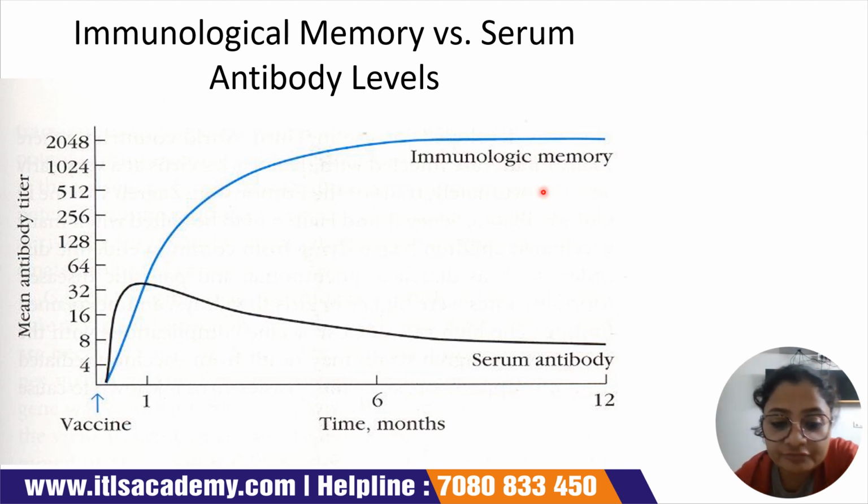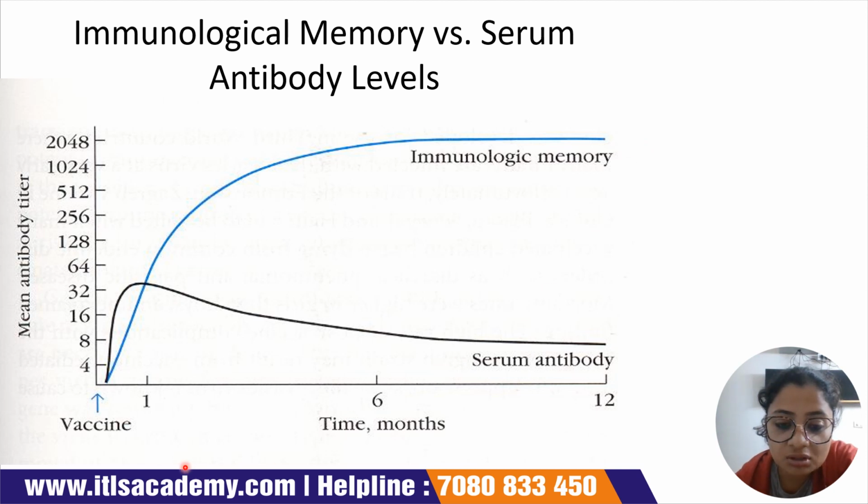So again, I've given a graph. On the x-axis we have the time in months, and on the y-axis we have the mean antibody titer, meaning the level or the load of the antibody present inside the body with respect to time. See, as time increases, after a point the immunologic memory is reaching a stationary phase. It is increasing till around 3 months, but after that it gradually reaches a stationary phase, meaning it is no longer increasing nor decreasing, it remains the same.